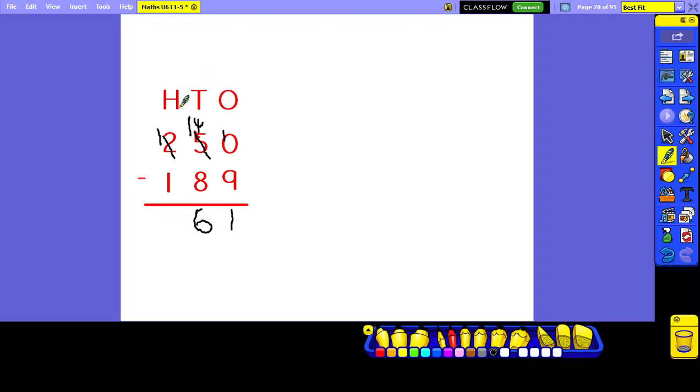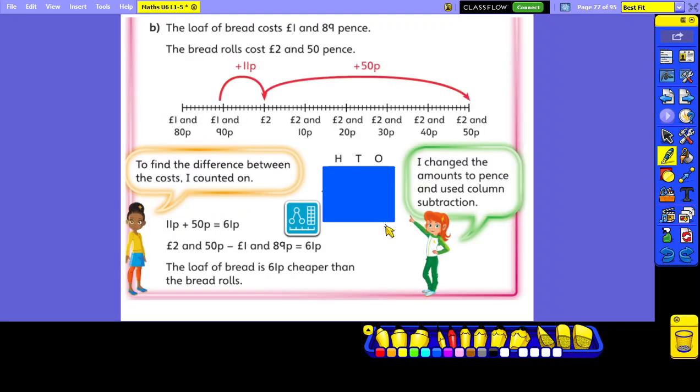And now in my hundreds column, if I move over, I've got 100 on the top, 100 on the bottom, so I've got nothing left in my hundreds column. So altogether, I've got 61 pence left, which if I go back, is what we had here.